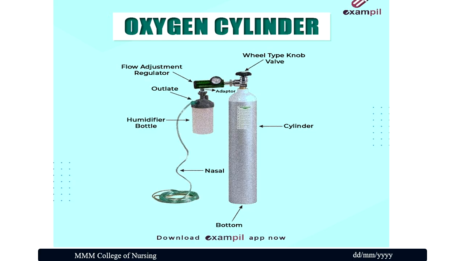Next, this is a cylinder. Here a wheel type knob or valve is there with an adapter. This is the bottom of the cylinder, and we have a cannula connected. And this is a humidifier bottle, as I told you. The outlet is there, and also a flow adjustment regulator. So this is an oxygen cylinder.